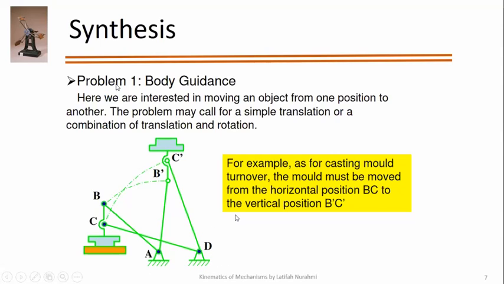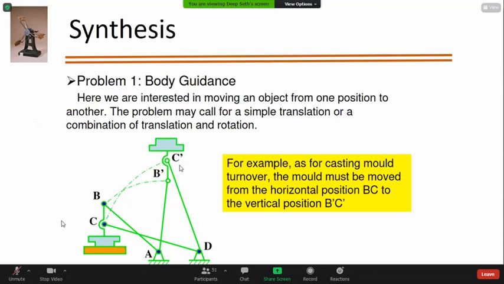So what are we interested in here? We are interested in moving the object from one position to another position. The problem may be called a simple translation, or a simple combination of translation and rotation. If you move AB, it will go till here, and in parallel, if you also move this link, this part will come over here at this place. So this is B dash and C dash.